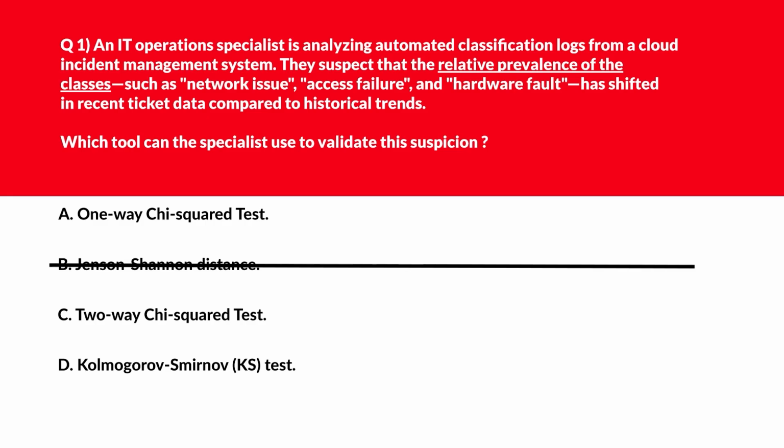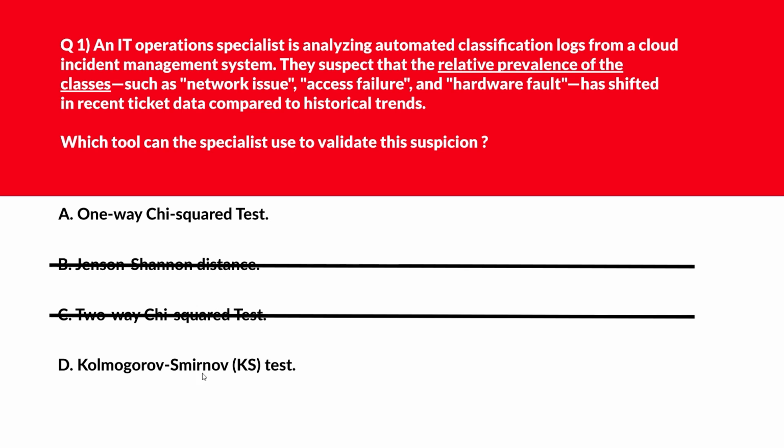Now let's move to option C. C says two-way chi-square test. Two-way chi-square test evaluates the relationship between two categorical variables, making it suited for dependency analysis rather than detecting shifts in one variable's proportions. Wrong answer.